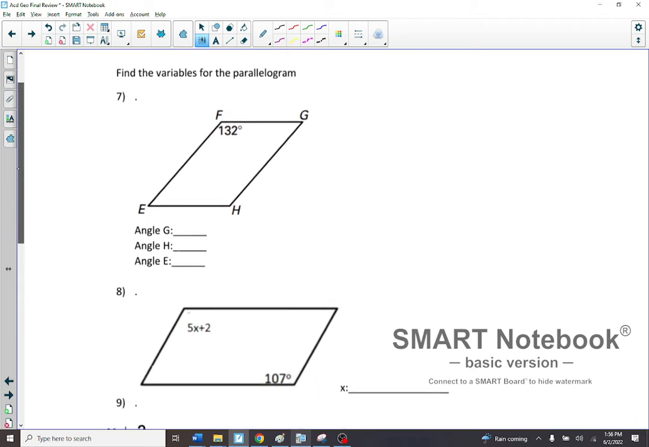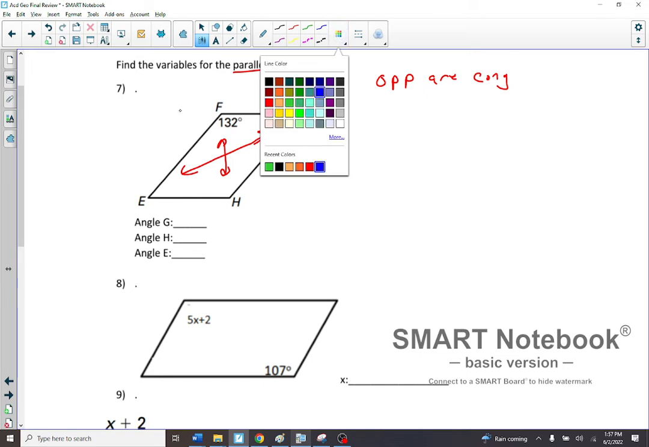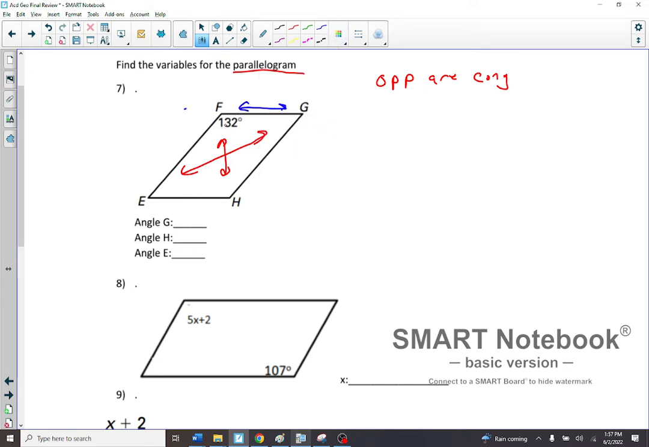All right, next one. This is a parallelogram. What we know about parallelograms is that opposite angles are congruent. So opposites are congruent. And then what we call adjacent angles, so angles sharing a line or angles next to each other, adjacent are supplementary. Adds up to 180.